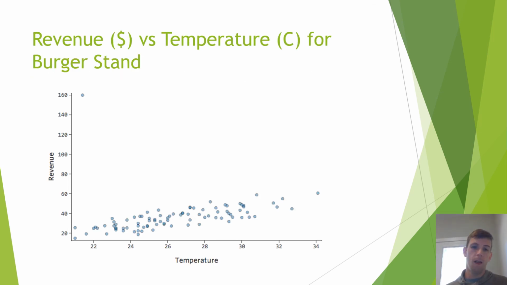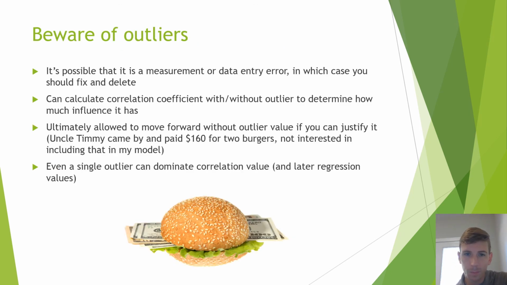One last thing here, just another revenue versus temperature for a burger stand. It looks like a nice strong positive linear correlation here. But you've got to make sure you watch out for that outlier. Be very careful. What I said from the start is that these outliers have huge impacts on the value of R, and later on they'll have huge impacts on the values of our regression equations. So make sure you are looking out for them. Just like in the past, it could just be a data entry error. That's something you should always watch out for, and fix or delete it.